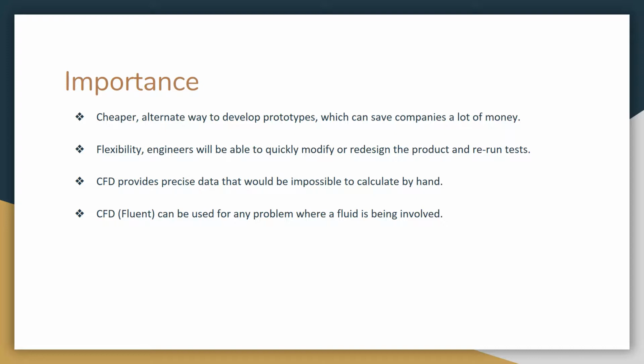CFD can also provide precise data that would be nearly impossible to calculate by hand. So instead of sitting there calculating several problems and wasting a lot of time, using the CFD software you will be able to quickly find the results that you need without killing any more time than you need. CFD, specifically the tool used, Fluent, can be used for any problem where a fluid is involved. So if you have any sort of pipes or you need to analyze a pipe, this would be a specific tool that you can use in ANSYS.